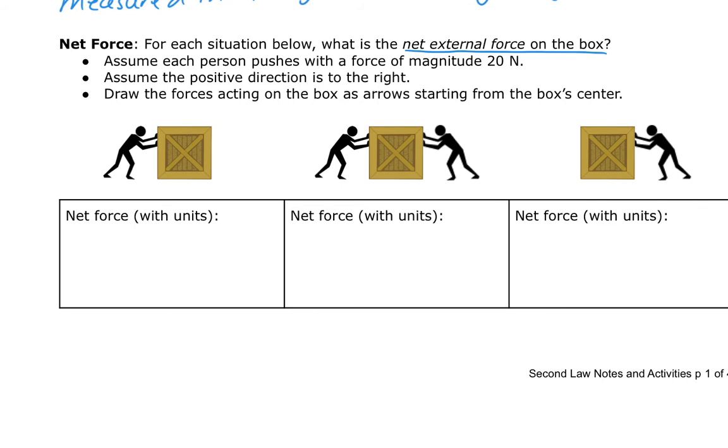We're going to assume that each person can push with a magnitude of 20 newtons, and we're going to assume, as we often do, that the positive direction is to the right, okay? So the first thing we want to do is draw the forces acting on the box as arrows, starting from the box's center. So if I have one person, this picture on the left right here, pushing to the right, that means I'm going to have one force acting on this object.